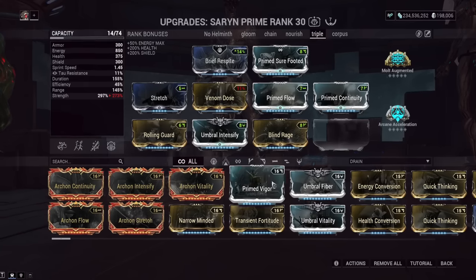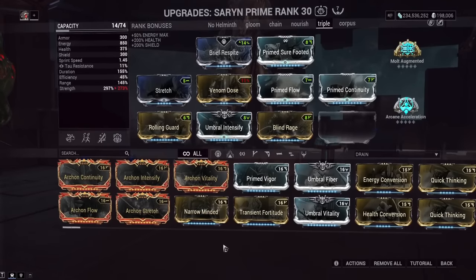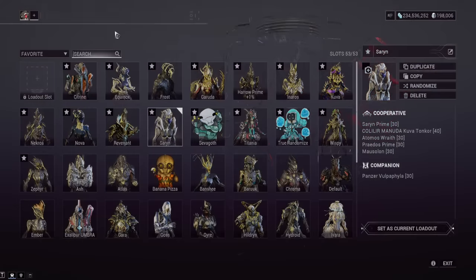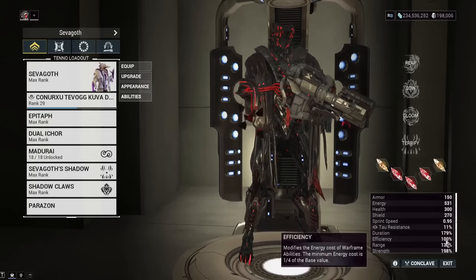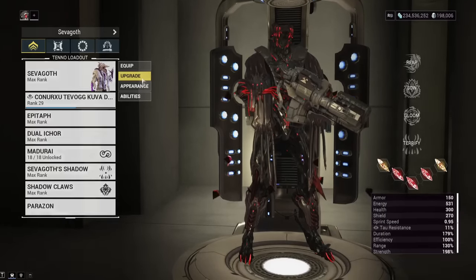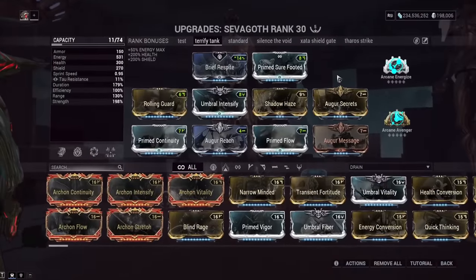So, at least my Saren can do that, but there's going to be certain builds, like my Sevagoth build from a couple months ago. I don't think it can do it anymore. My Sevagoth build is probably just dead for shield gate. I'm going to show some shield buffs here, too. Yeah, the Sevagoth build's just not going to work.